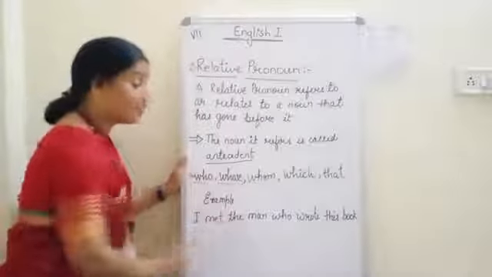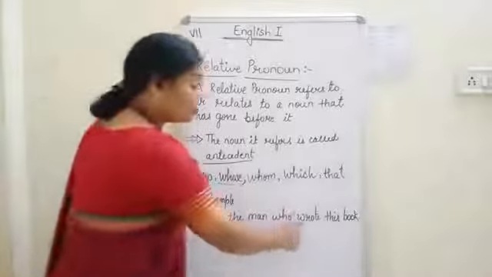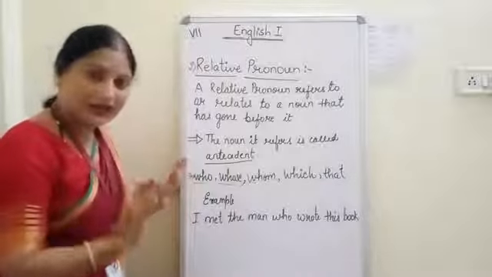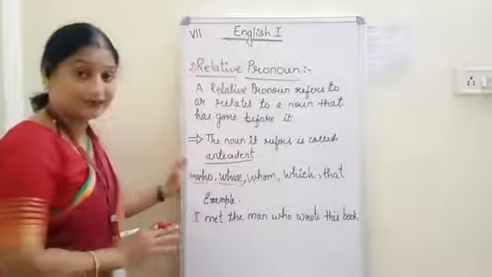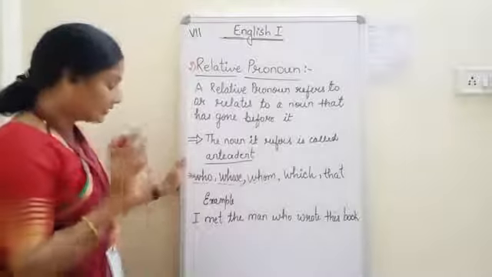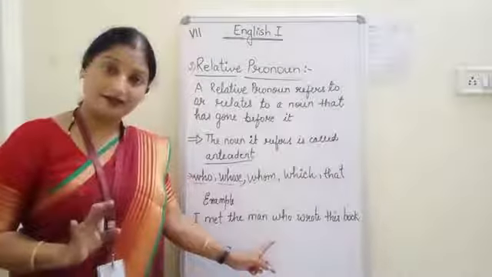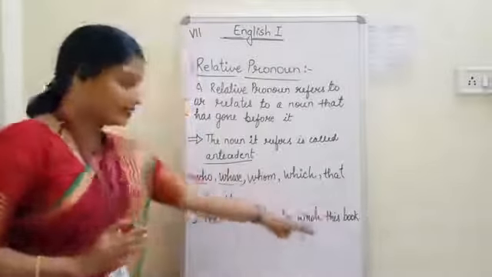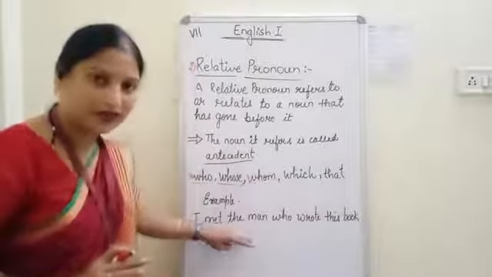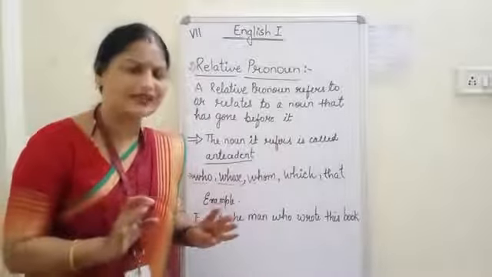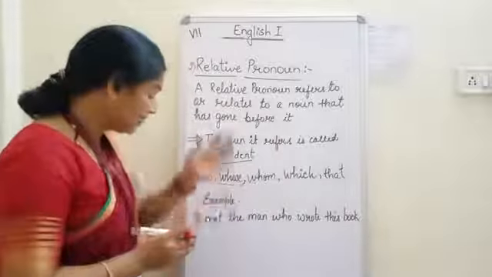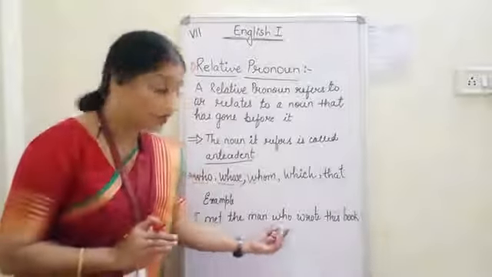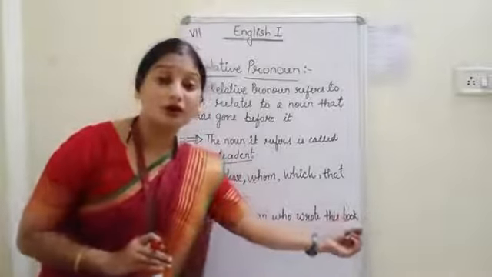See one example I have written. I met the man who wrote this book. Okay, so did you get the meaning of this sentence? Yes, sure. That is, I met the man, one sentence. Who wrote this book? So this part is dependent on this part. Now we will not go to the clauses and phrases, so don't go there. But in a simple sense, children, you see, I met the man. Okay, who wrote this book?